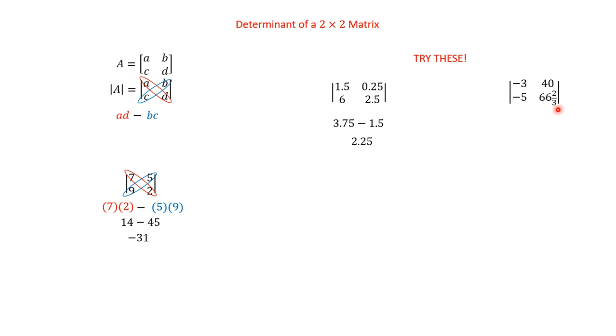Negative 3 times 66 and 2/3 is negative 200. Negative 5 times 40 is negative 200. So we have negative 200 minus negative 200. Minus negative means plus, so this gives us 0. Can we have a determinant that equals 0? Of course we can. 0 is just a number. But for whatever reason, people get freaked out when they get an answer that equals 0. It's just a number. Now, some interesting stuff happens when the determinant is 0 when we're solving, but it is a legitimate determinant.